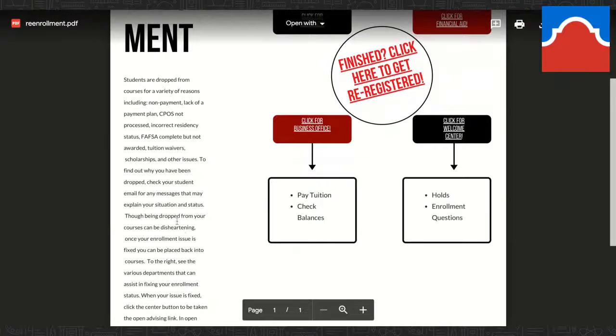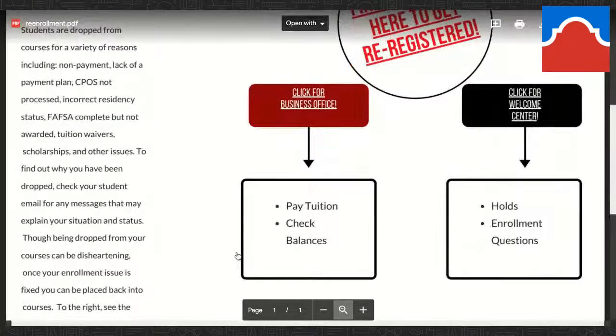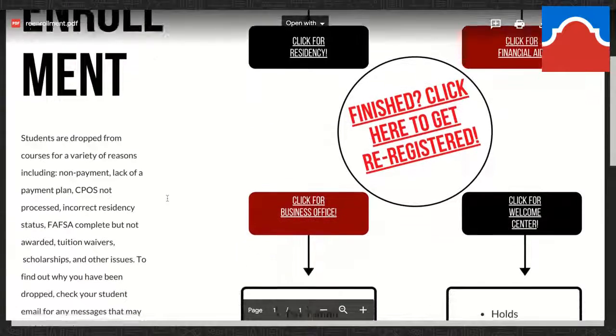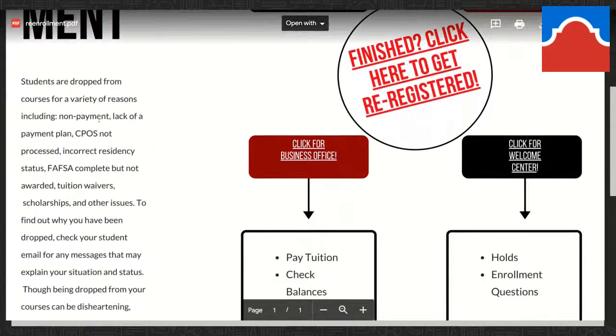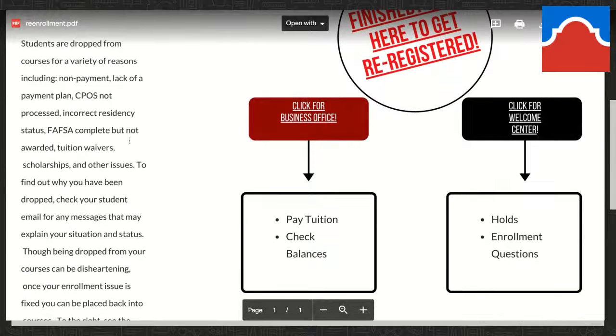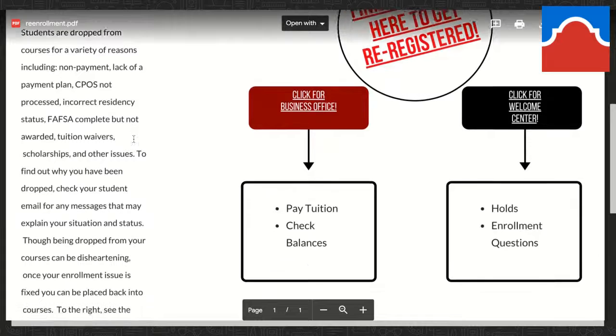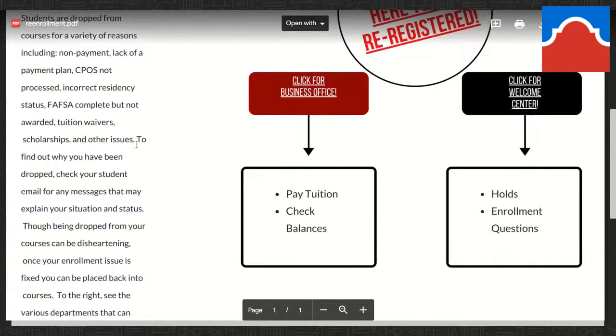So let me go ahead and read you this on the side. It might be a little bit small. Let's see if I can zoom in here. Perfect. So students are dropped from courses for a variety of reasons, including non-payment, lack of a payment plan, CPOs not processed, incorrect residency status, FAFSA complete but not awarded, tuition waivers, scholarships, and other issues.